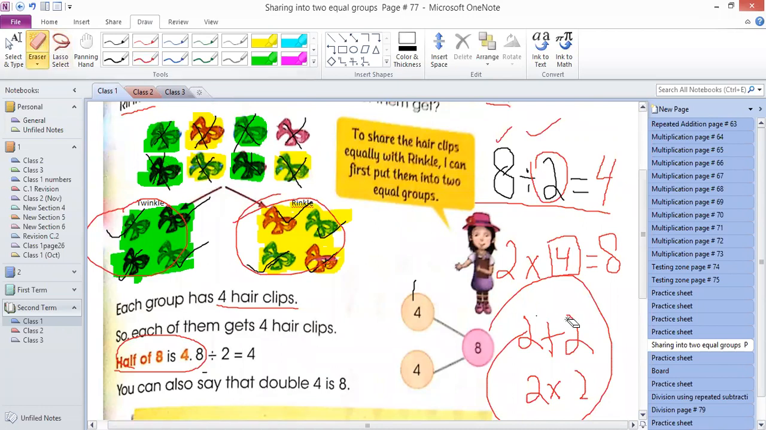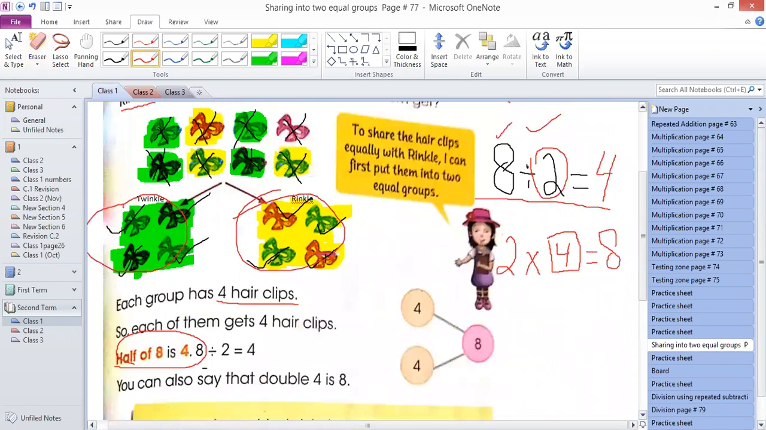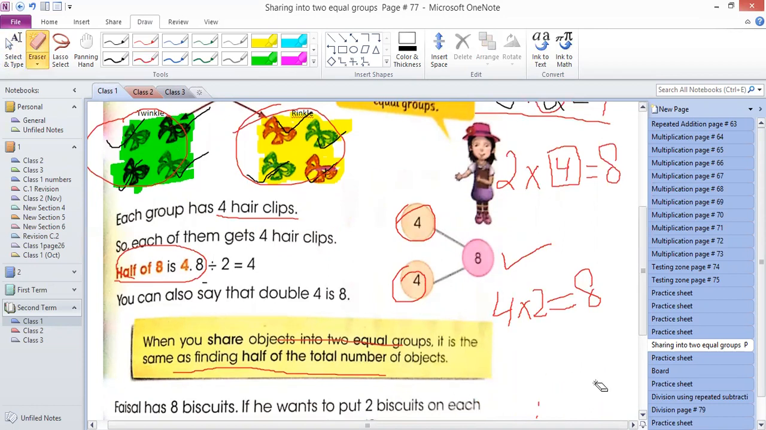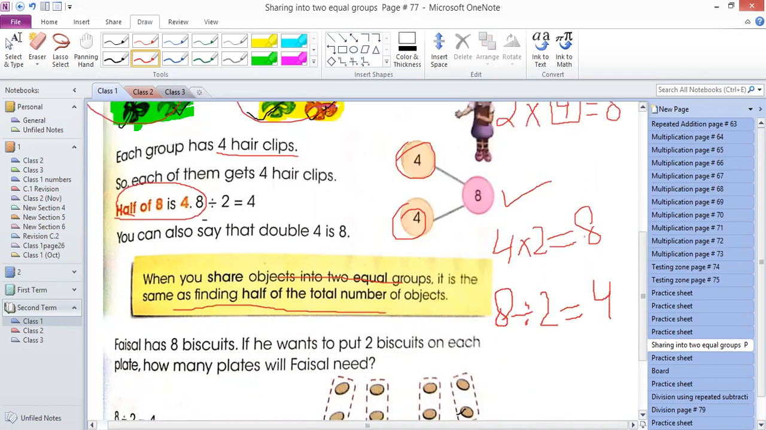Look at this number bond, guys. 4 and 4 makes 8. Or I can also say that the double of 4 is 8. And if I ask you to find the half of 8, the half of 8 will be 8 divided by 2, which will be 4. So 8 divided by 2 is 4.